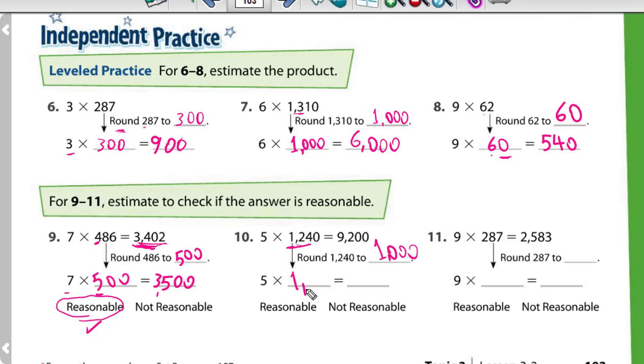So here it is 1,000. And 5 times 1,000 is 1 times 5. I can't hear you. Hey man, are you with me? So guys, it's 5,000, and as you can see here, 9,000. 9,000 and 5,000 are not close, so the answer is not reasonable.